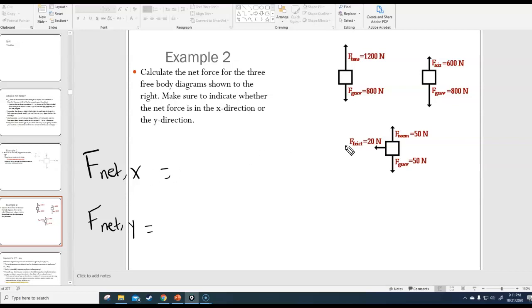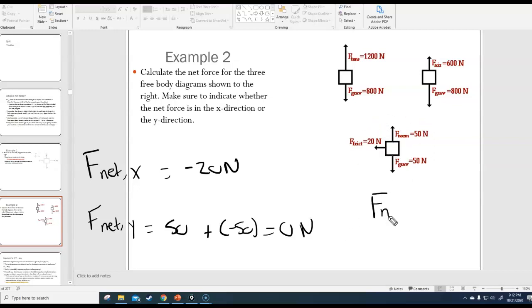So F net x, I'm adding up all the x forces. I only have one, but notice it's pointing to the left in the negative x direction. And so that would simply be negative 20 newtons. Okay, for F net y, I would do positive 50 from the normal force going up, plus negative 50 from the force of gravity going down. Again, pay attention to the direction, and that would give me a net force of 0. So this free body diagram, if I were to write the net force on this object in vector component form, would be negative 20, comma 0.